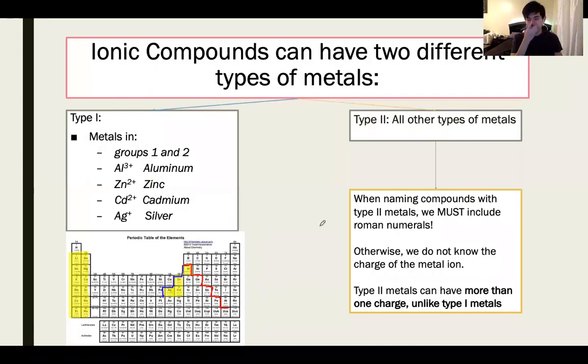Okay, so before we go into naming, we need to know the difference between type 1 and type 2 metals. Type 1 metals are going to be metals in which their charge does not change ever.